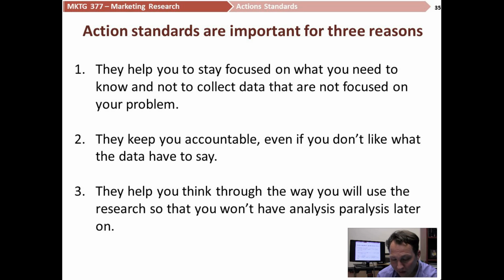Finally, action standards help you think through the way you'll use the research so that you don't have analysis paralysis later on. And I told you, I see this as being one of the big problems of marketing research, is that you can research things to death as an organization, and you can always call for more research. In fact, that's exactly what the government does anytime it's faced with a problem: rather than solve the problem, most of the time it calls for a study on something.